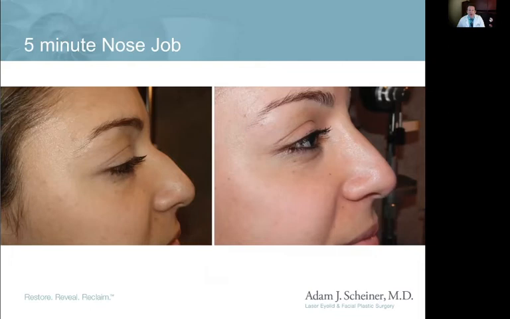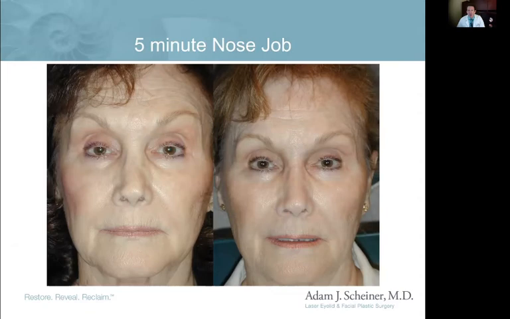This woman had a bad nose job years ago. The nose was actually crooked. I was able to fill in on the right side of the photo, when you're looking at it, and then create a light line down the nose that makes the nose look straight.